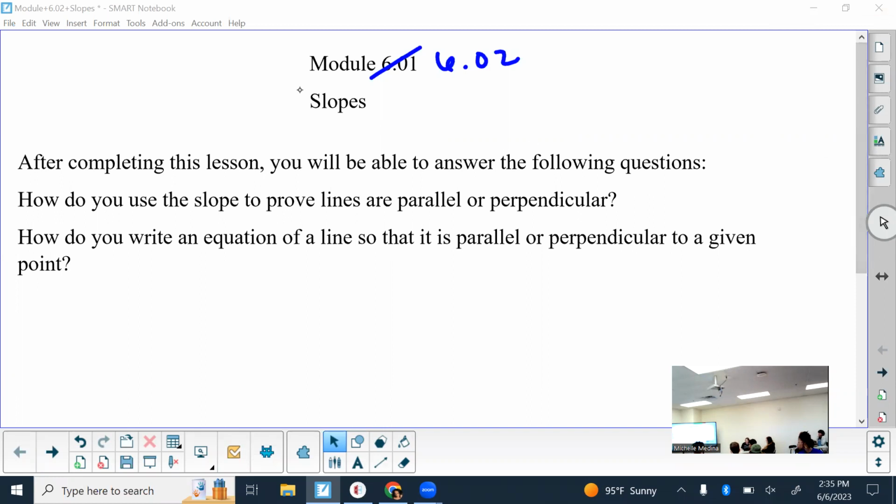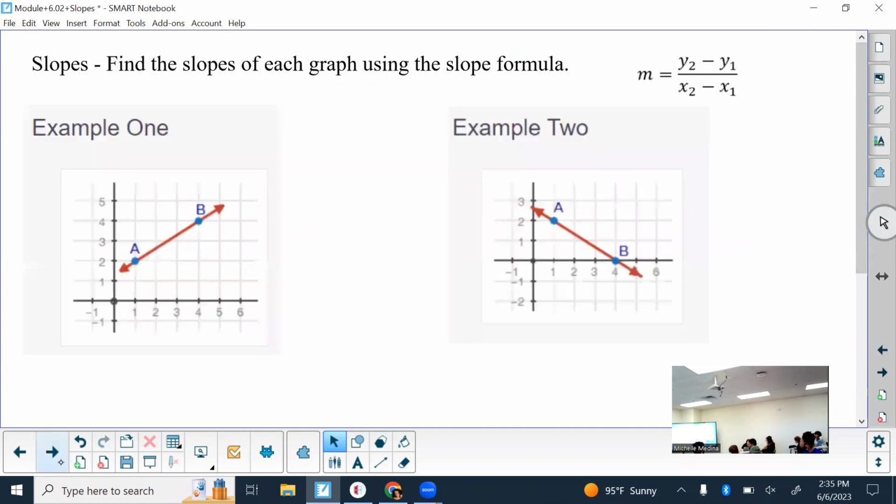For this one, we're focusing on slopes again. So you might already know quite a bit about them. Well, now we're doing a little bit more. So first, we are just finding the slopes of lines. And it has this formula next to it. Y2 minus Y1 over X2 minus X1.